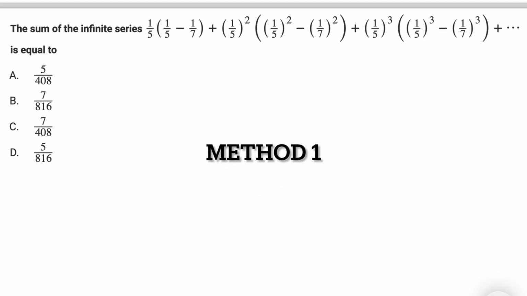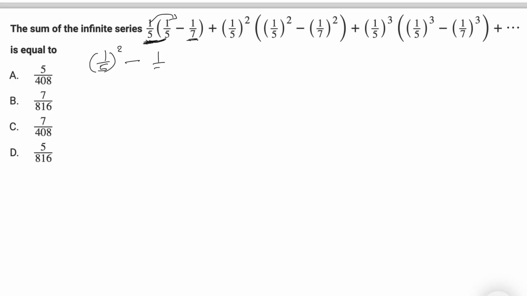So let's look at the conventional method first. 1 by 5 we multiply with both the terms inside. 1 by 5 into 1 by 5. When these two terms get multiplied, I will get 1 by 5 the whole square minus 1 by 5 into 1 by 7, which would be 1 by 5 into 1 by 7, plus the next term, 1 by 5 square into 1 by 5 square minus 1 by 7 square.